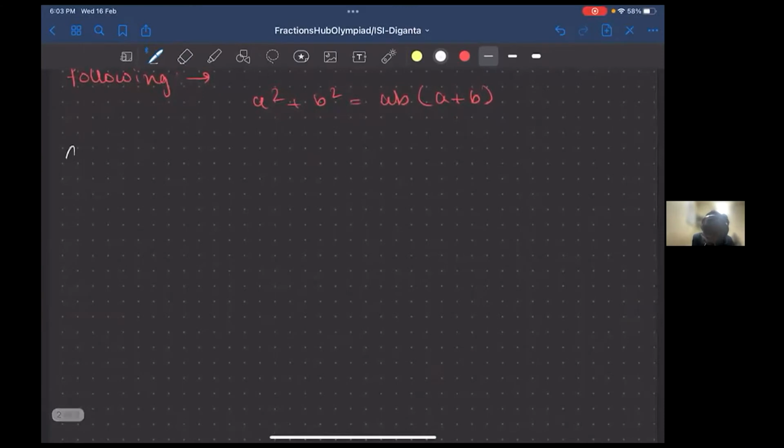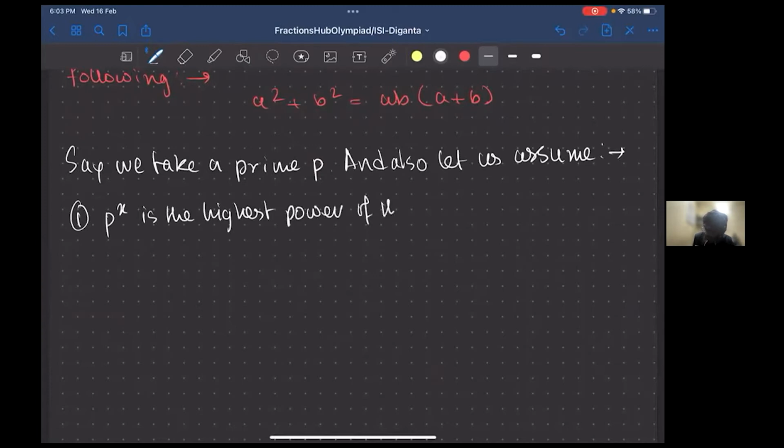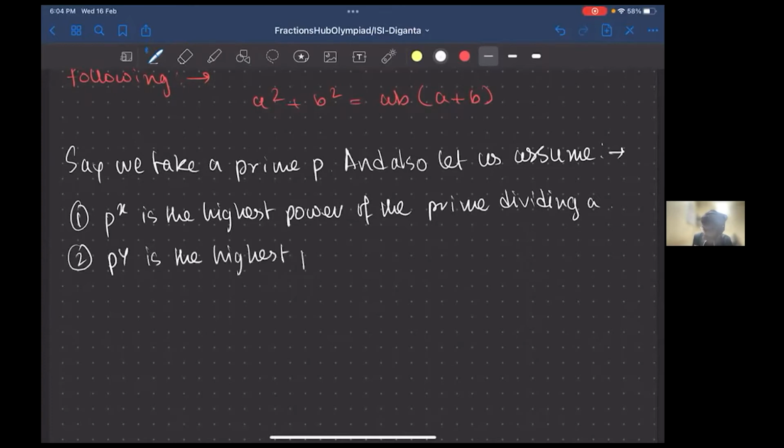Now, say we take a prime p, and also let us assume the following. p power x is the highest power of the prime dividing a, and p power y is the highest power of the prime dividing b.